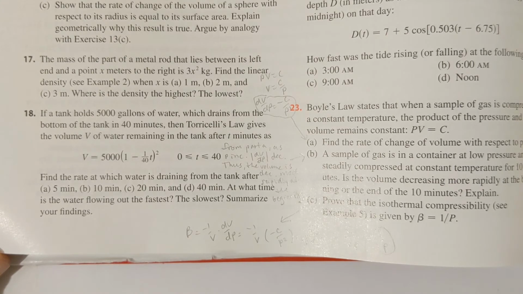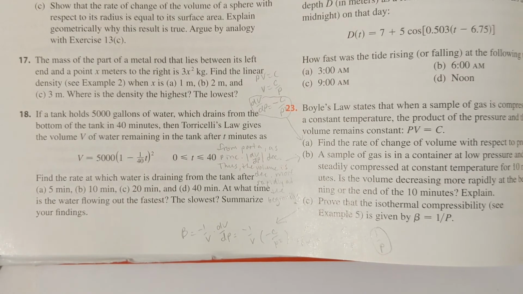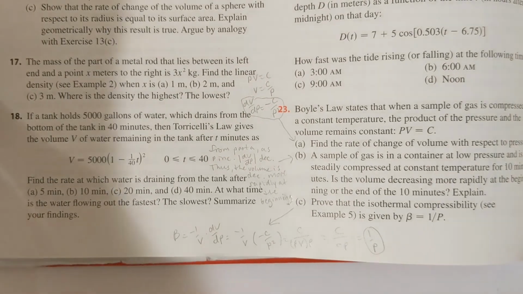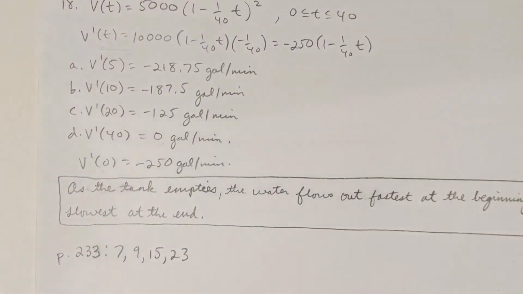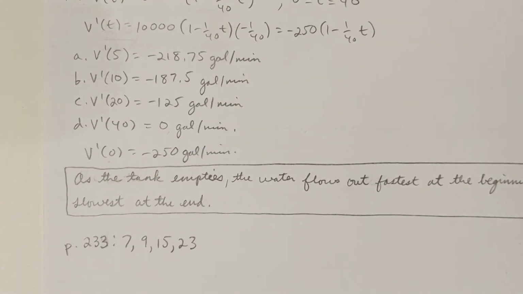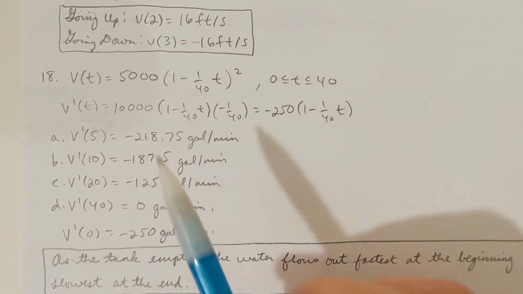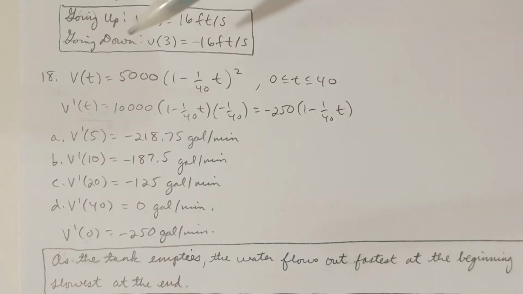Okay, we're going to find the rate at which the water is draining from the tank after 5 minutes, 10 minutes, 20 minutes, 40 minutes. Okay, and then at what time is the water flowing out the fastest, and at what time is it flowing out the slowest? All right, so we have our function given here, which is the volume of the water in the tank at time t.